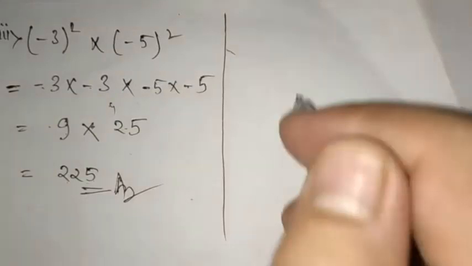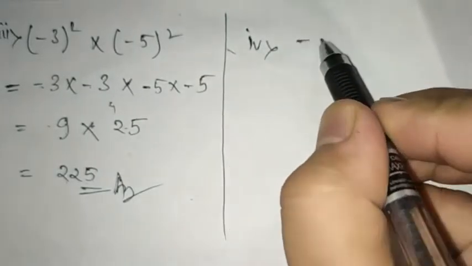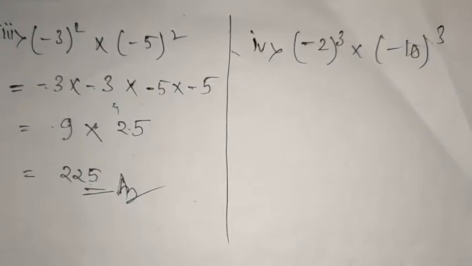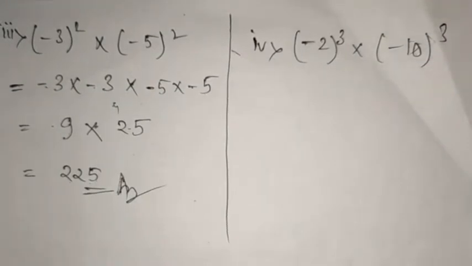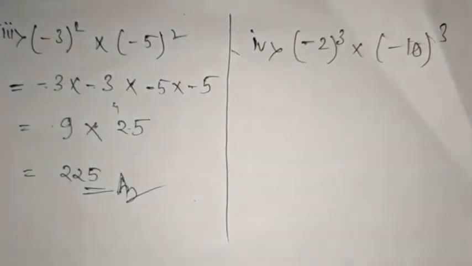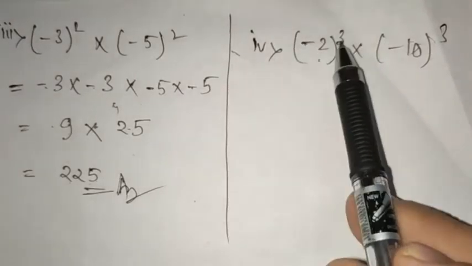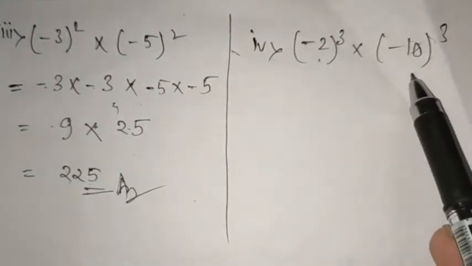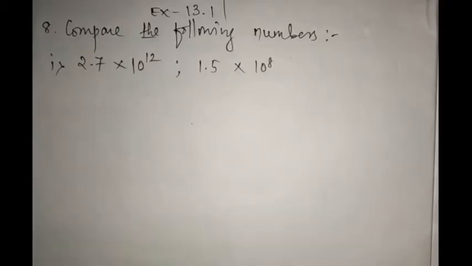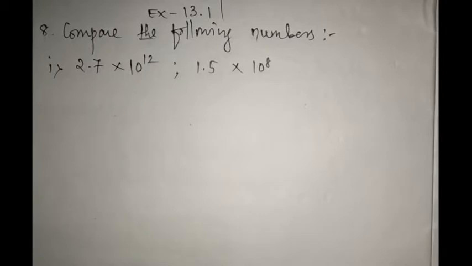So I want you all to do this by yourself. Minus 2 cube into minus 10 whole cube. If you face any problem, you can comment and ask me. Okay, so this is also very easy. Just do it in a similar way to how I have told you. So minus 2 cube will be written 3 times, and minus 10 will be written similarly 3 times. Okay, so students, with that question we are over with question number 7 also. The last question, part 4, will be a home assignment from question number 7.